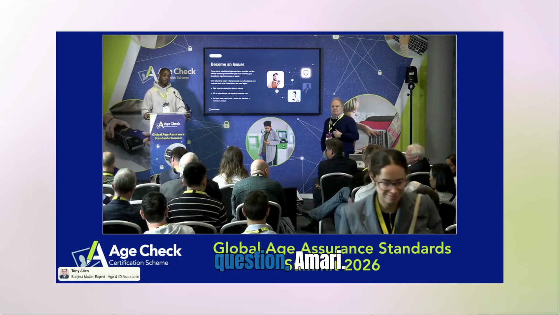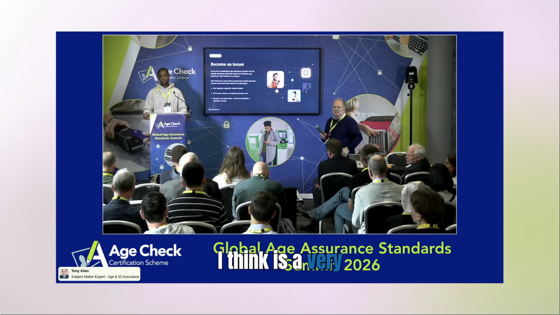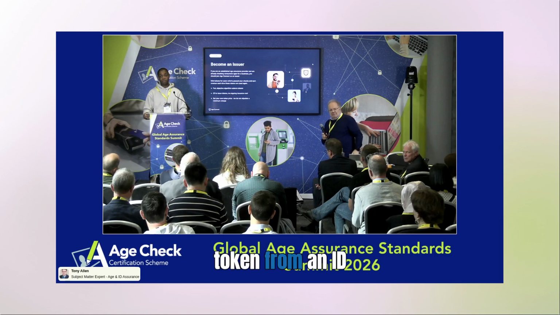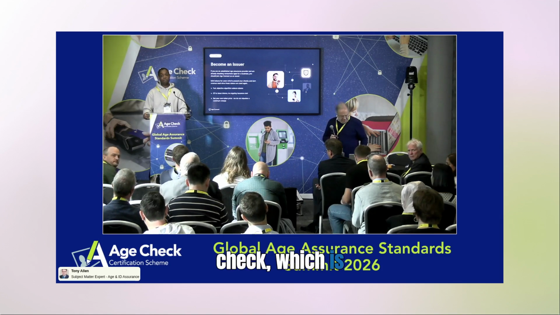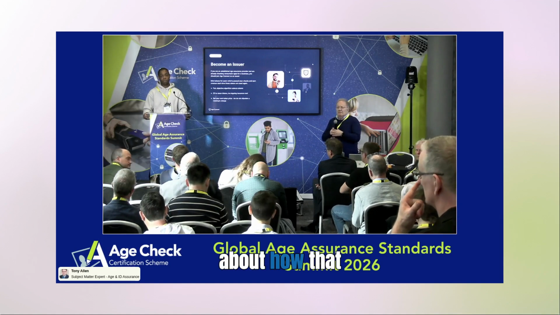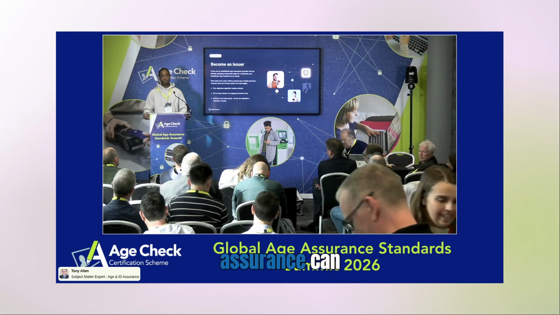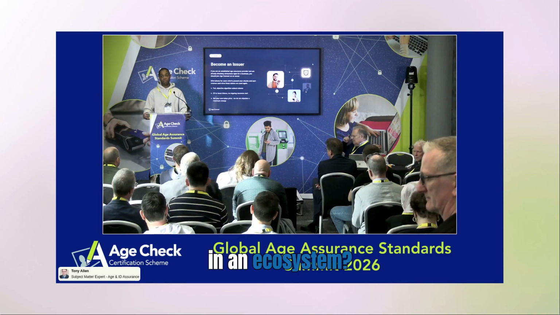Yeah, sorry, just one more question, Amari. You talk about standards, which I think is a very good thing, but there's quite a big difference in standard between deriving an age token from an ID verification check versus an age estimation check, which is just an estimation. Can you talk about how that variance in assurance can work in an ecosystem?